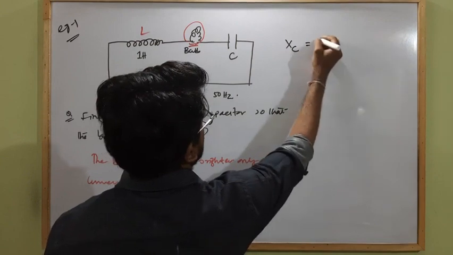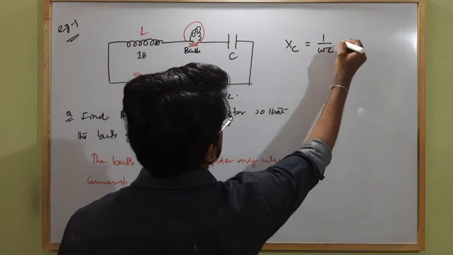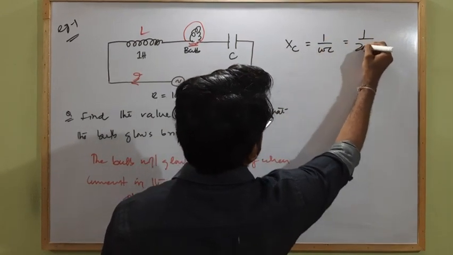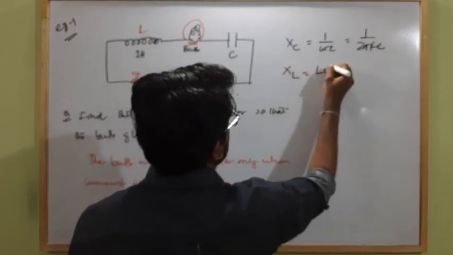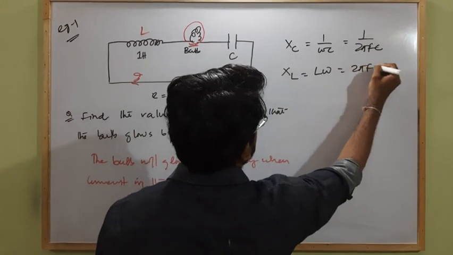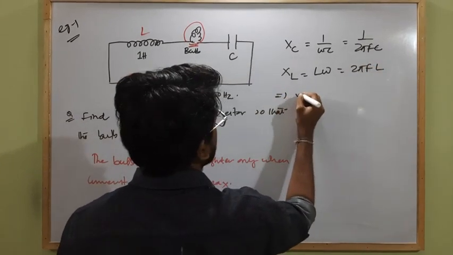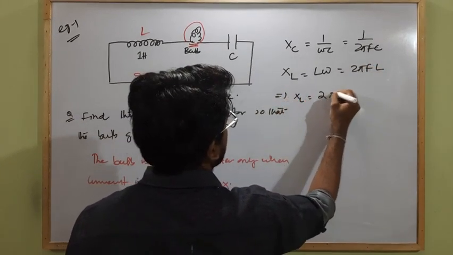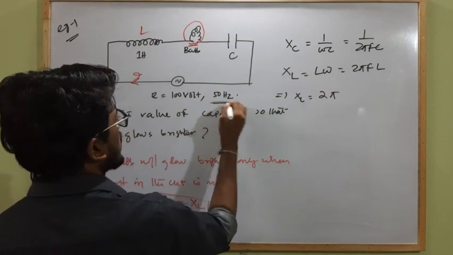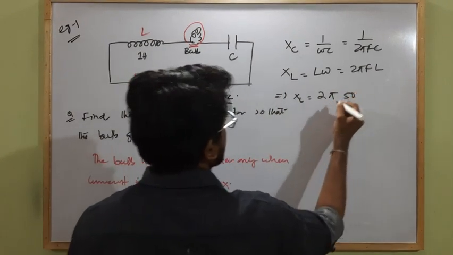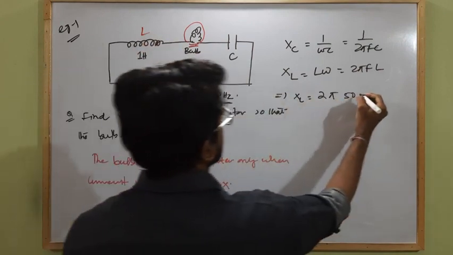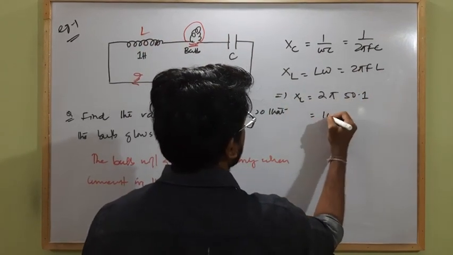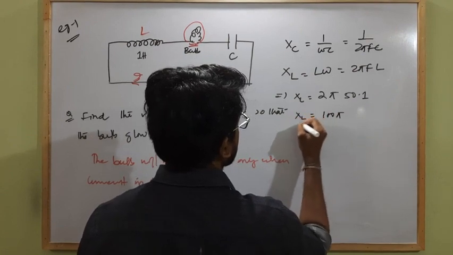XC will be equal to 1 by omega C, or this can be 1 by 2 pi FC. And what is XL? XL equals L omega, which is equal to 2 pi F into L. So XL equals 2 into pi into F. F is given here as 50 hertz, 50 into L, L equal to 1. So this will be 100 pi. So XL equals 100 pi.